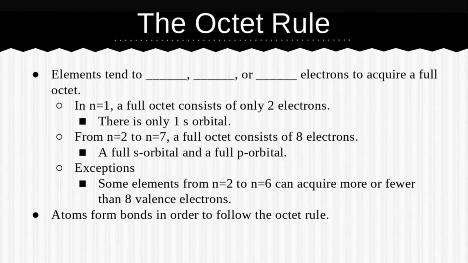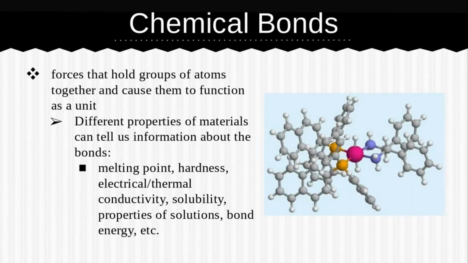But what you need to know right now is that these elements are trying to gain, lose, or share electrons to get that full octet. And the most common way for them to do this is to form bonds. So a chemical bond is just a force that holds groups of atoms together. And once they are connected together, they function differently. They have new properties, chemical and physical properties that are unique to that combination of elements.